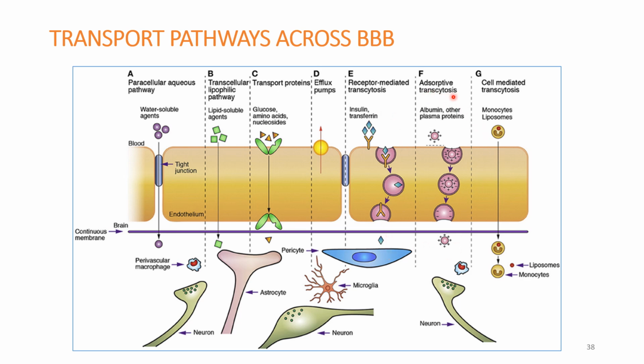Next, adsorptive transcytosis. So the molecule will be adsorbed and it will be transported. Adsorptive transcytosis. Albumin and other plasma proteins will utilize this type of transport. Next, coming to the cell-mediated transcytosis. Monocytes and liposomes all will go through the cell-mediated transcytosis.